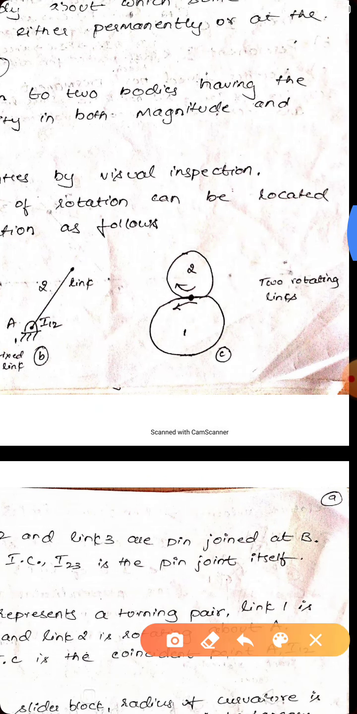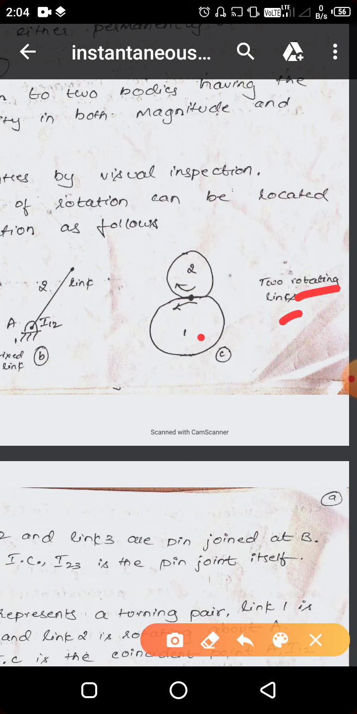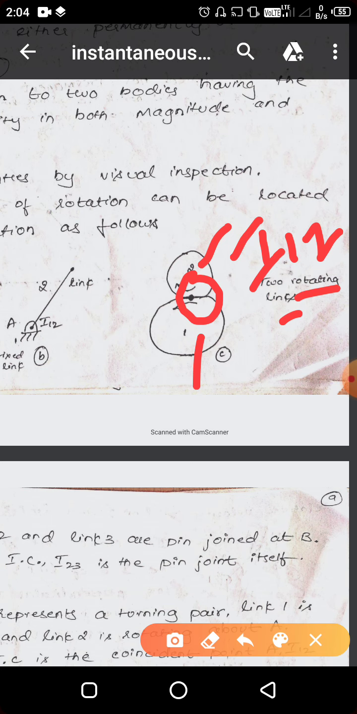Now consider two rolling or rotating links. This is the first link and this is the second link. The point of intersection of the two links is taken as the instantaneous center between them, again named I12. If you consider this point to be on link 1, the second link will be rotating with respect to this point.